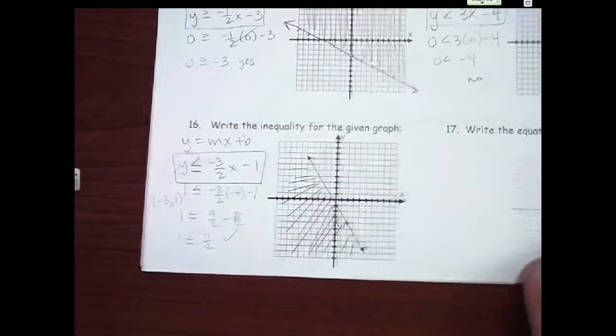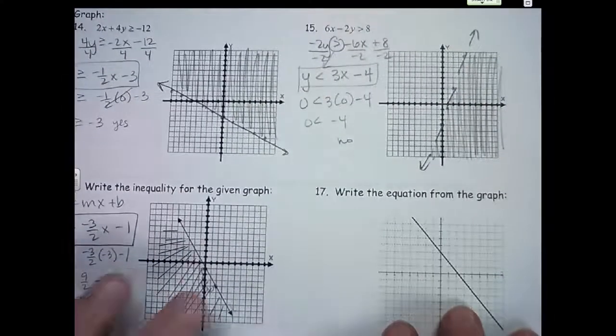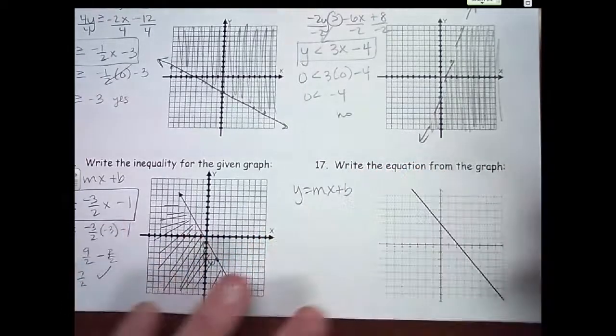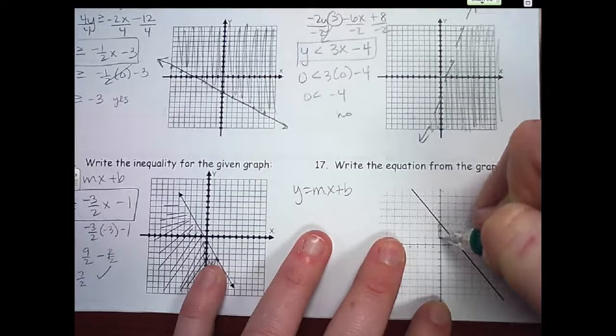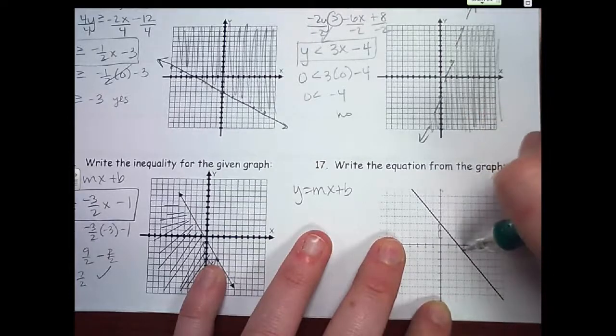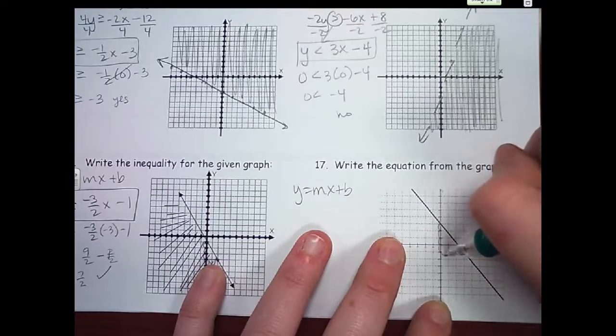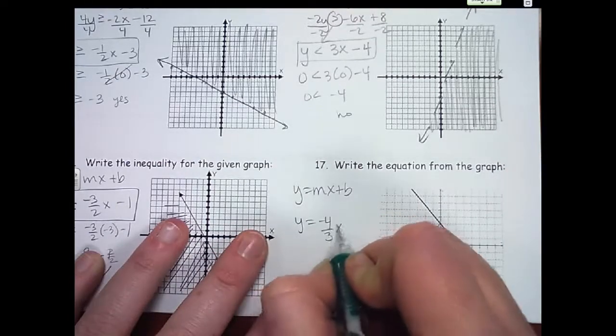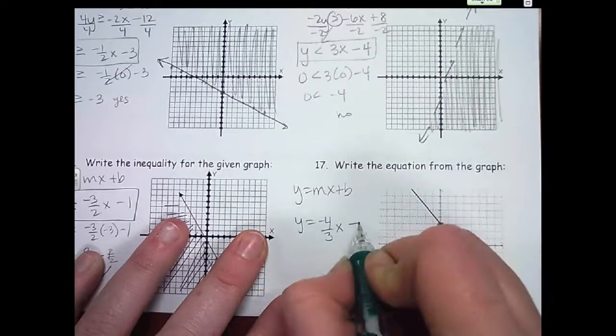Number 17, they want us to write the equation from the graph. So now this one is just y equals mx plus b. So the slope, 1, 2, here's a point right here. 3, 4, 1, 2, 3. So negative 4 over 3x, and then the y-intercept is 3.